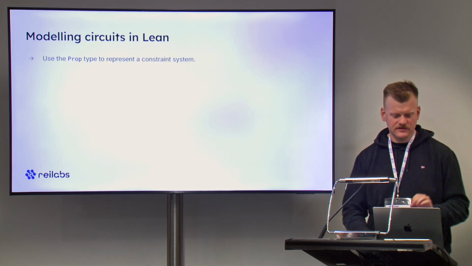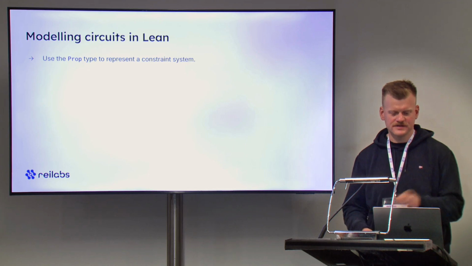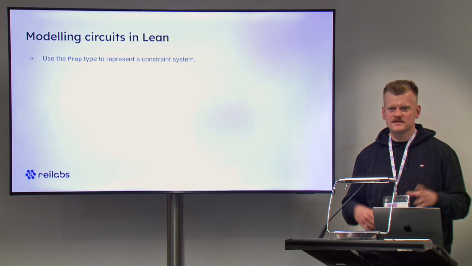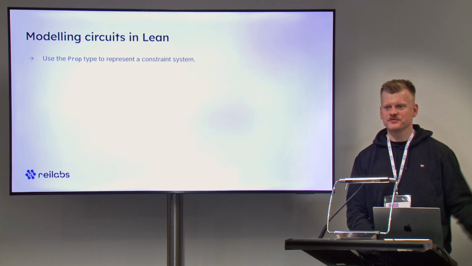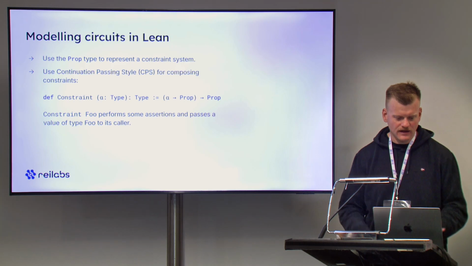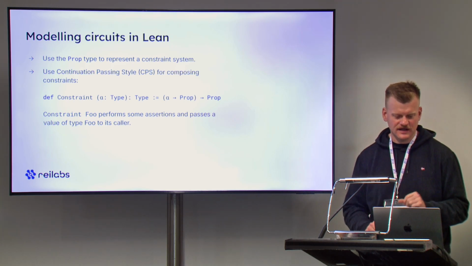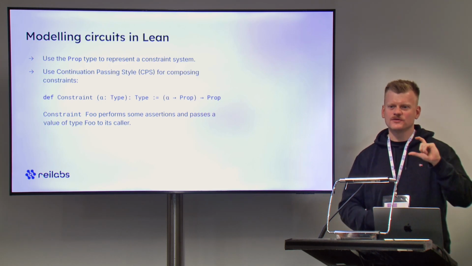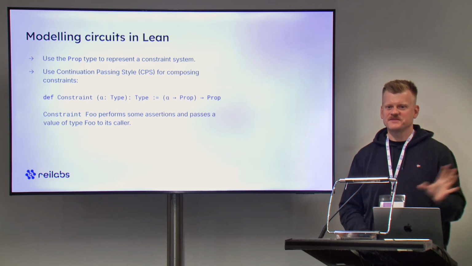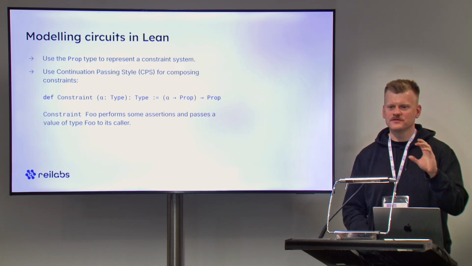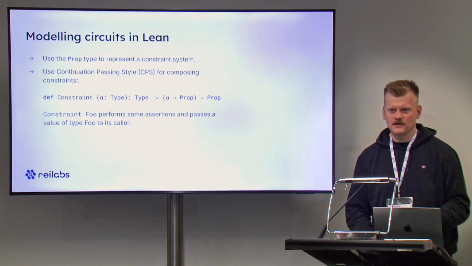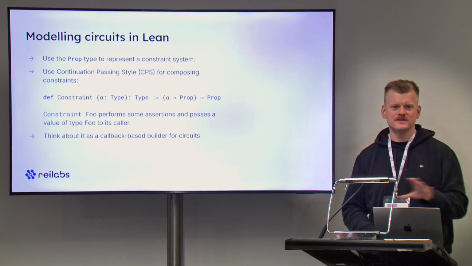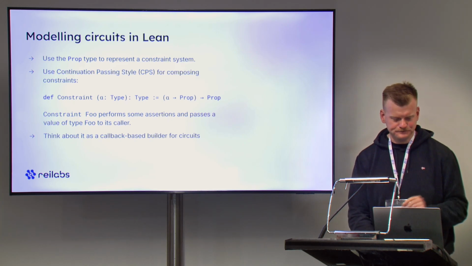So first of all, we will use the proposition type. Prop is a shortcut for proposition, so the type of logical statements. So our logical statement will become a huge proposition that needs to be proven. We also will use continuation passing style for composing different constraints, because you sometimes want to have a sort of abstraction of a function, right? So you want a sub-circuit that returns a value. We will use continuation passing style, so really callbacks, for composing larger theorems like that.